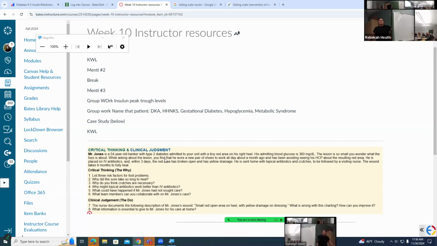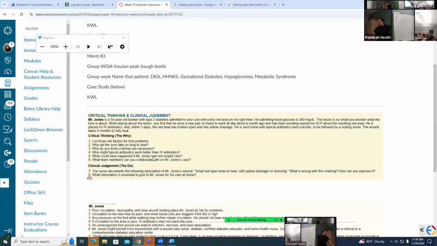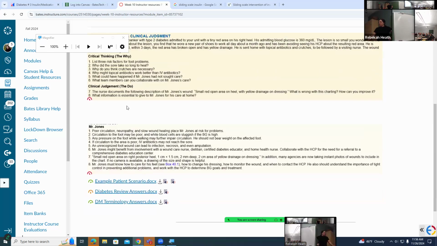Right, so let's look over the F.A. Davis answers and see how they compare to what we said. So for the risk factors: poor circulation, neuropathy, slow wound healing. There can be more than what's on here. Why did it take so long to heal? The poor circulation. And if the blood sugar is high, it might take the white blood cells longer. You might have a delayed response.